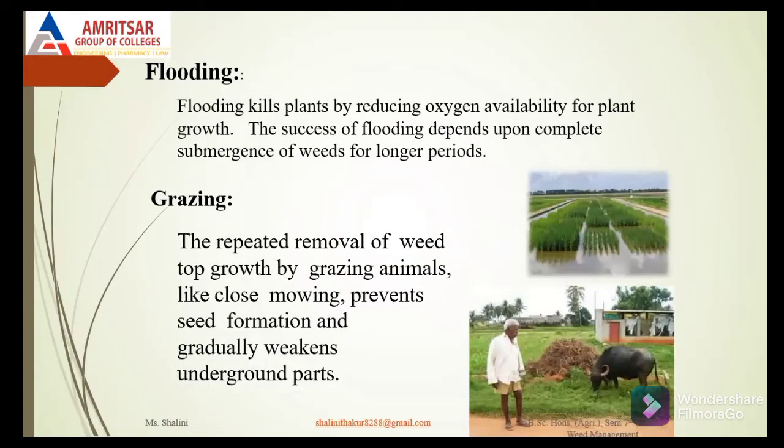Then this is the flooding method and the grazing method. You know our cattle eat many such things, so we have to use our cattle for removing the weeds.